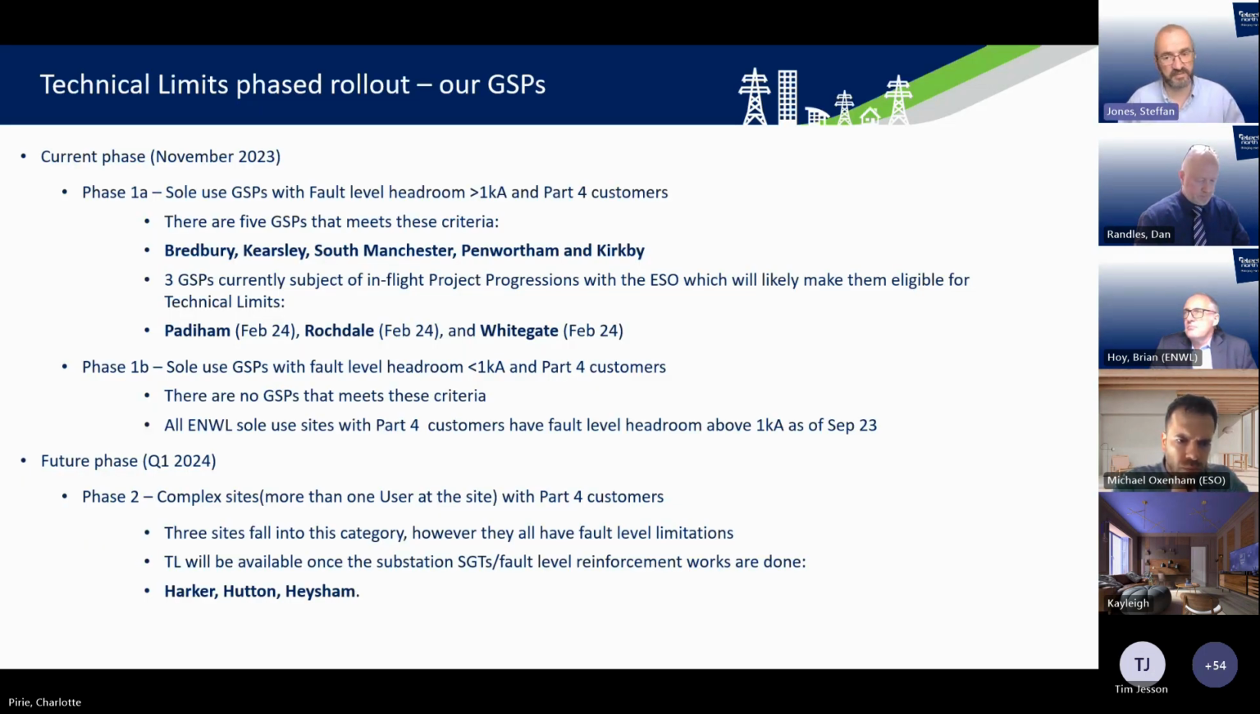how technical limits is going to be phased or rolled out, the first part of that was the ESO and the DNOs looking at how best to approach the various GSPs. So the whole process has been broken down into phases.